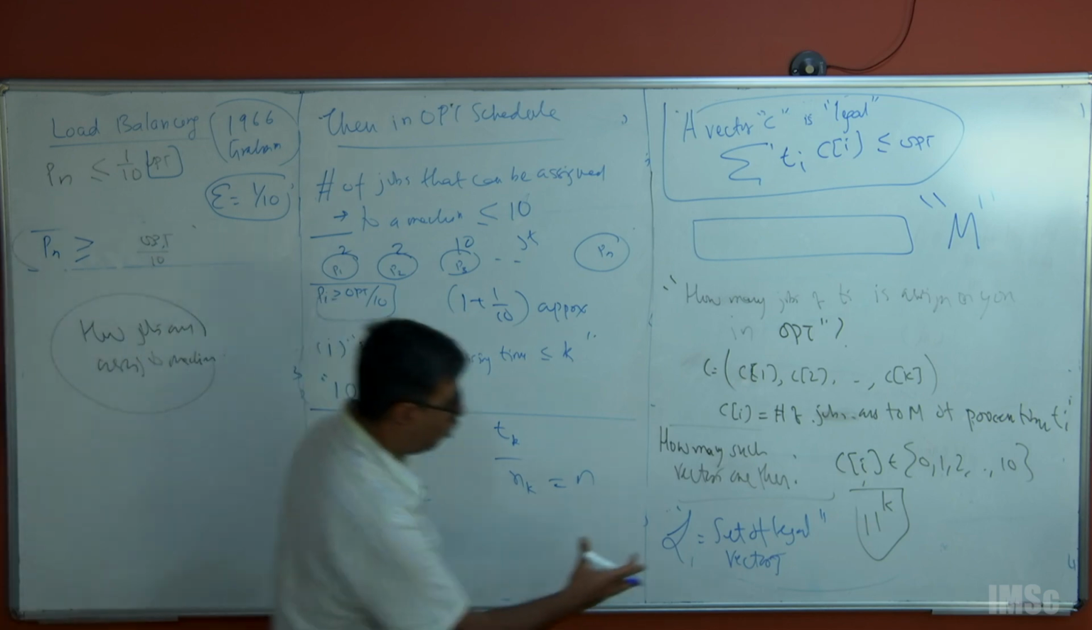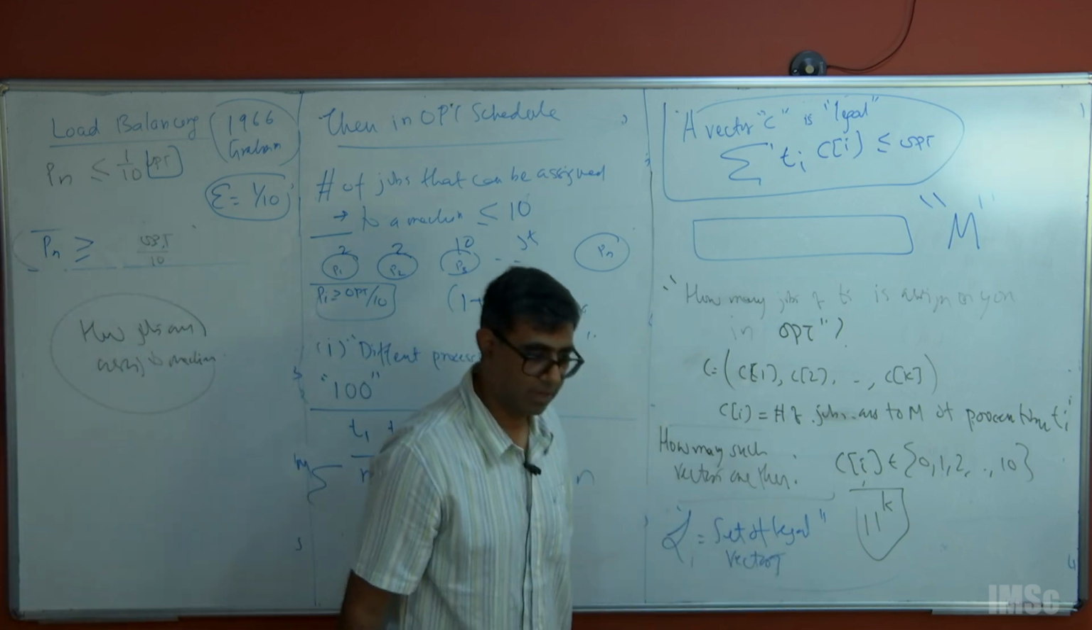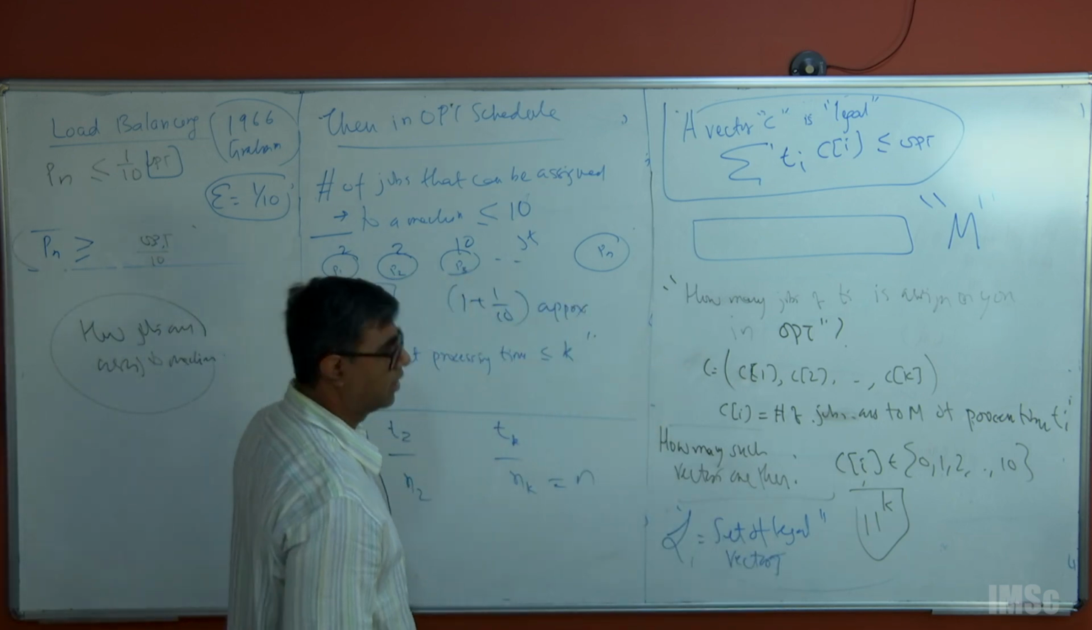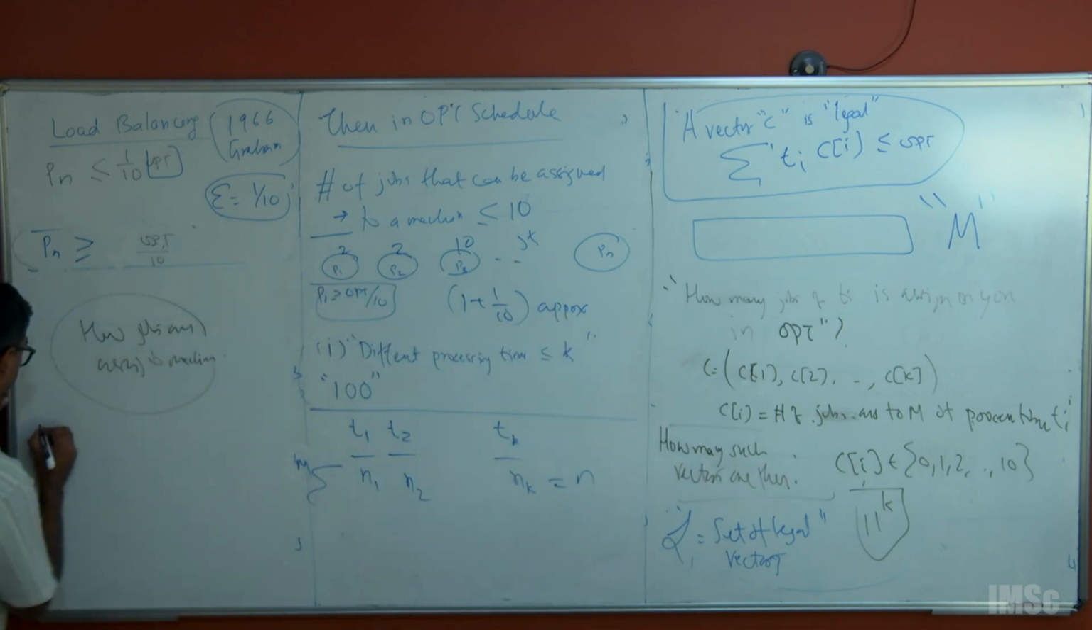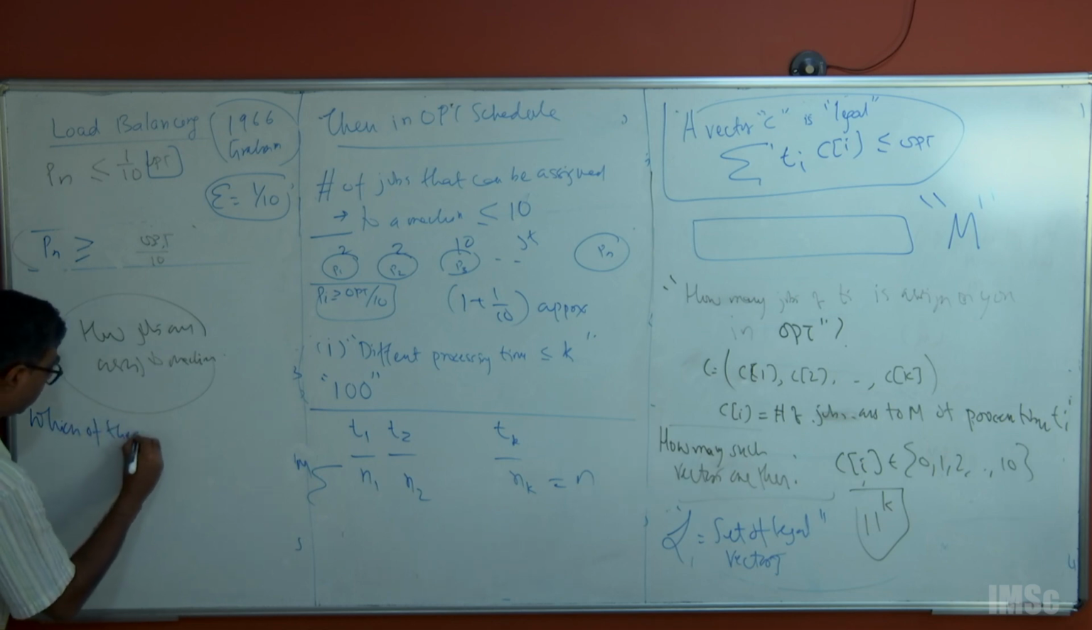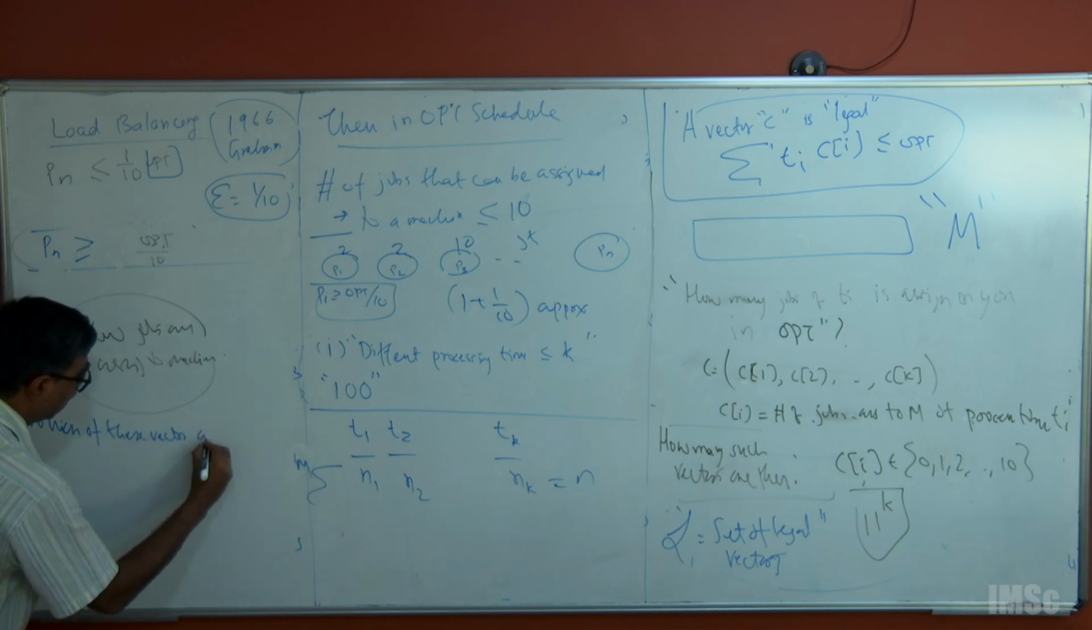First of all, among all these legal vectors, how many of them are there? 11 to the power k are there, right? And I ask myself, which of these vectors are used on my machines in OPT?